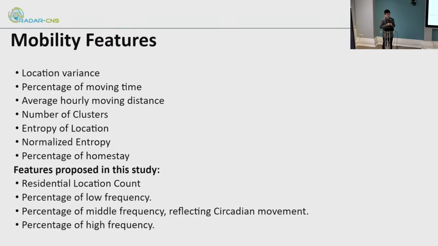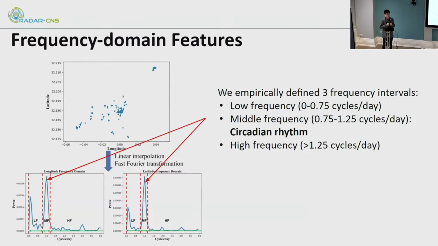And we extracted several existing mobility features, and we also proposed some novel features in this study, including the residential location count feature that reflects traveling. And we also proposed some frequency domain features to describe the life rhythms of mobility in real-world settings. And similar to Bluetooth features, we also extracted several frequency domain features to reflect the periodicity of mobility of individuals.